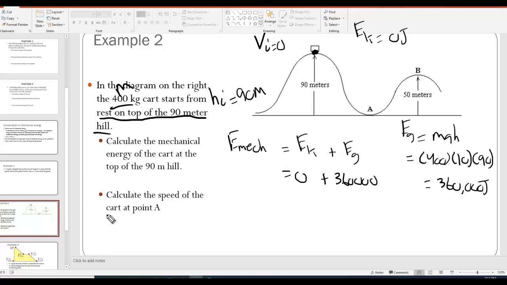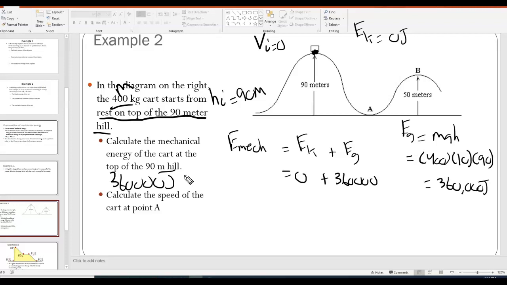Now it's very, very important that you understand the concept of mechanical energy conservation. If this is the mechanical energy at the top of the hill and mechanical energy is conserved, that means the mechanical energy everywhere else has to be the same number. Okay, it has to be this 360,000 joules that I started with, because mechanical energy is conserved. Remember in the simulation that we saw, the energy can change form from one form to another, but the total amount remained the same. Okay, this is basically what we're dealing with.